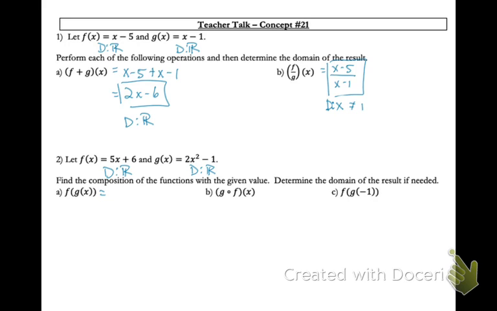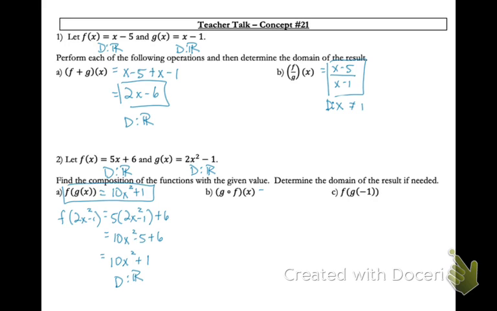So you read A as f of g of x. So that means that you're going to take the g of x function, 2x squared minus 1, and plug it into the f of x function. Then you'll just do the math to simplify. So we'll distribute by 5 and then combine our like terms. Our final answer will be 10x squared plus 1. That's a quadratic function, and it has a domain of all real numbers.